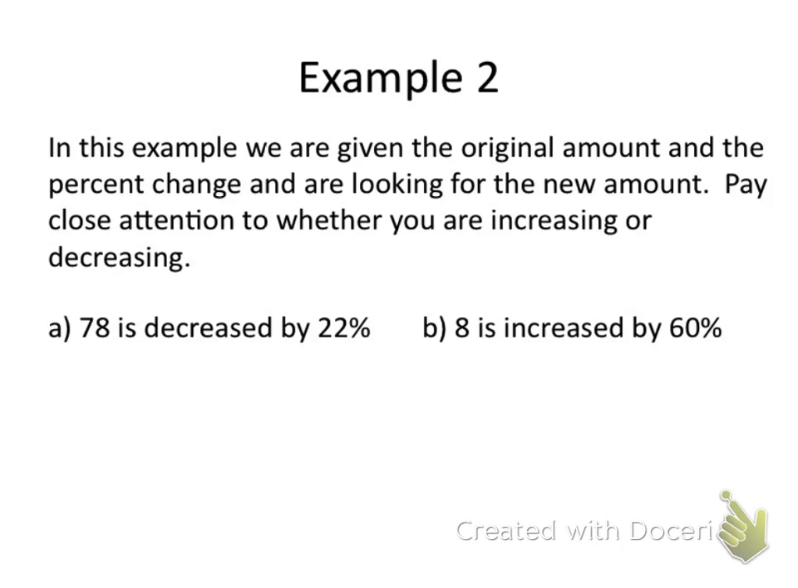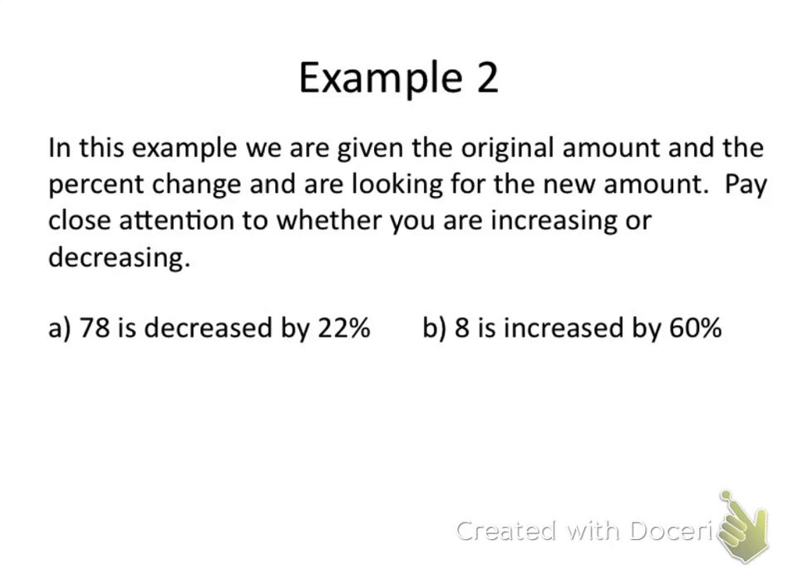Okay, in example 2, we're going to be finding the new amount. So you kind of have to pay close attention to whether you're increasing or decreasing the amount. So a couple different things here. We're given the percentage or the percent change. So we already know the P over 100 ratio as 22 over 100. So 78 is decreased by 22%. So we kind of need to know what is 22% of 78 first.